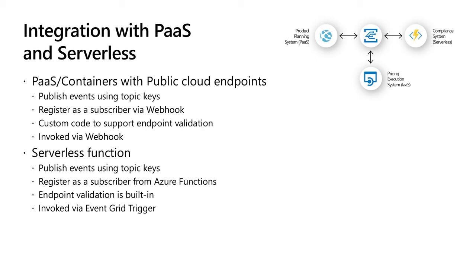There is something that I personally found very interesting with Azure Event Grid: endpoint validation. Endpoint validation is not needed when you have the Azure Event Grid trigger itself. It's natively built, so you don't have to write any special code for it. But if you want to do something like a PaaS implementation or a container with public cloud endpoints implementation, you definitely want to make sure that endpoint validation custom code is written on your event handler itself.